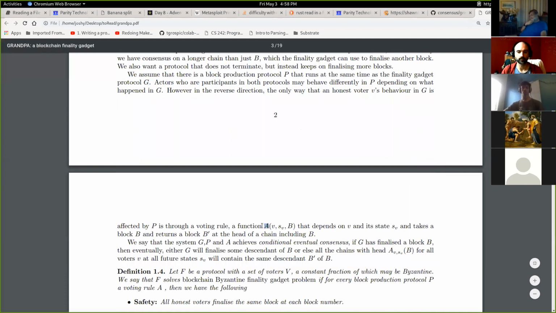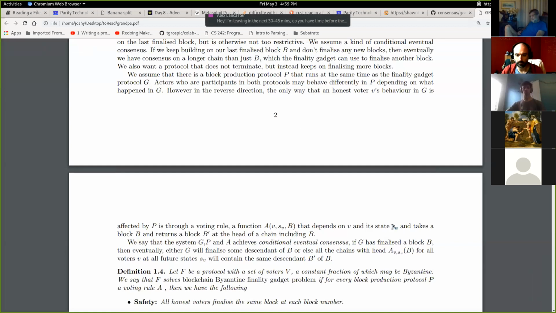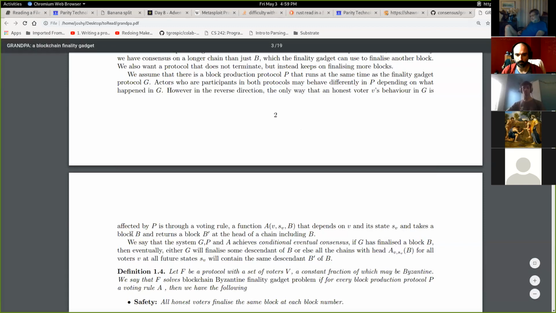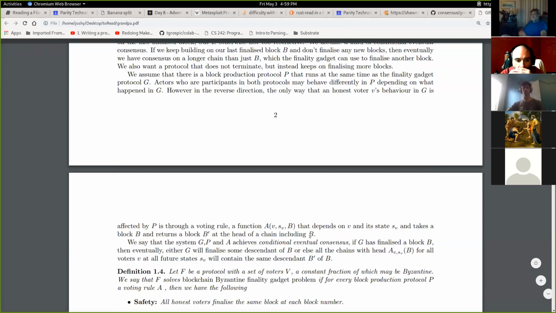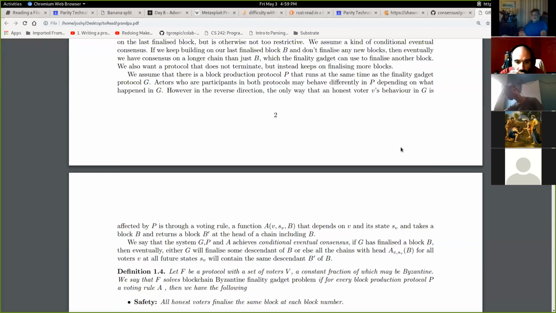And remember, A is what they called the oracle earlier. It takes 3 parameters, which is V, the voter, A, SV. Based on the subscript V, I think this means the state of the voter, not the state of A itself. And finally, it takes a block B and returns a block B prime at the head of a chain including B. Oh, the voting rule function. So maybe this is the thing I was asking about earlier that tells me, as a participant in Grandpa, how I should vote.